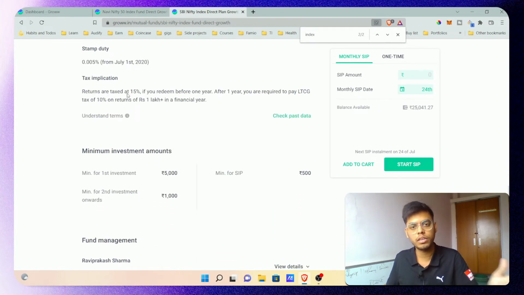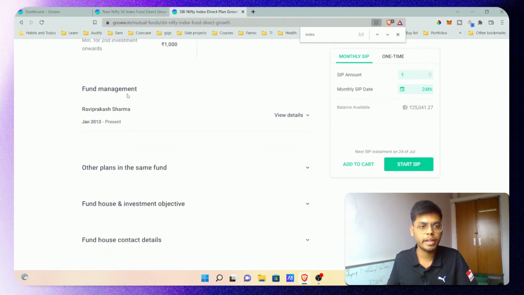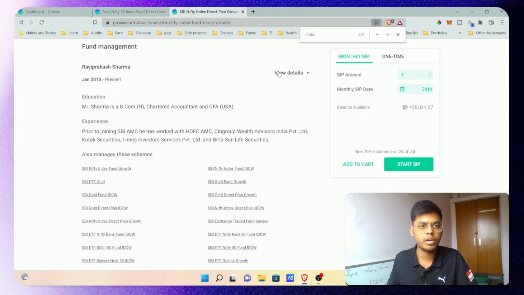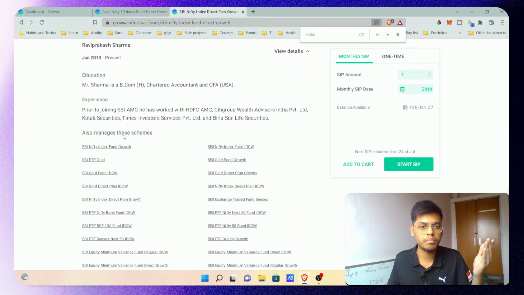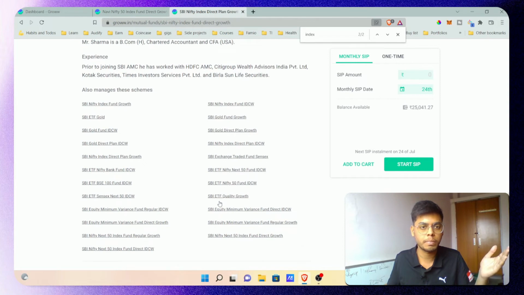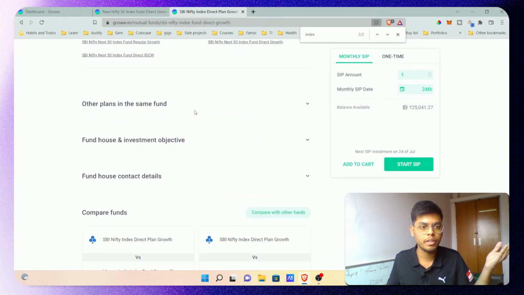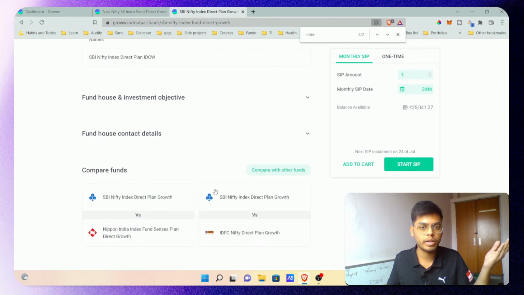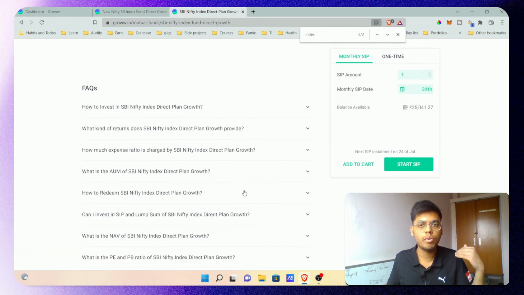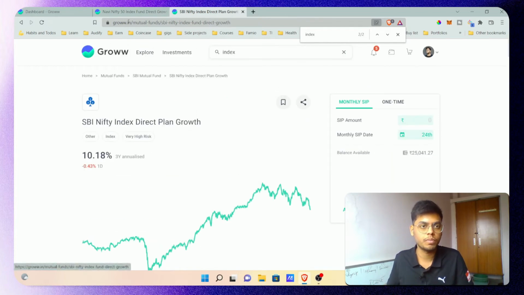And then the tax thing, you would understand, it's a pretty self-explanatory thing. There are short-term and long-term capital gains. I'll make a separate video sometime in the future. And then you can see the fund manager and read about what all are the mutual funds that this fund manager is managing. Seems like he's a pretty qualified and pretty experienced mutual fund manager. You can see his qualifications, experience and stuff like that. And then you can see the other plans, you can compare funds and things like that. This is how you read a mutual fund page, right?